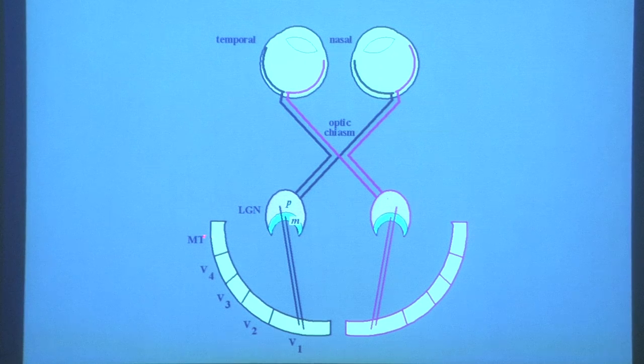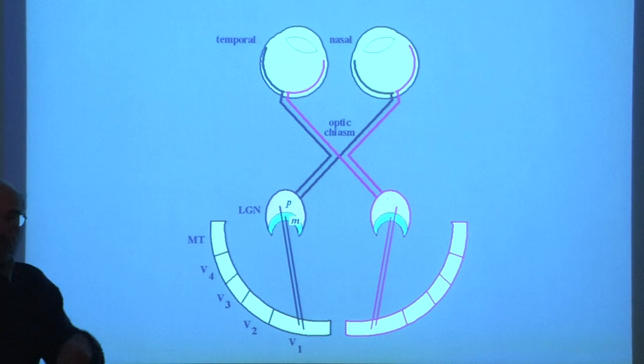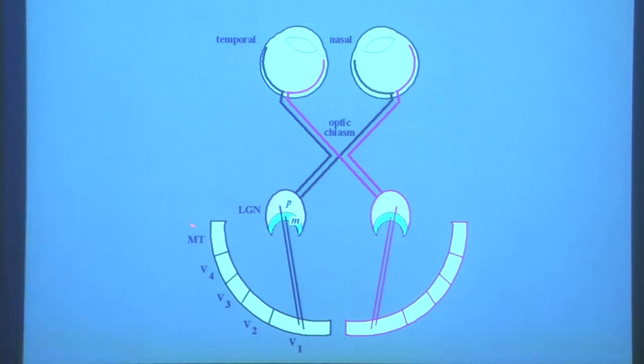And what we have is a whole series of visual areas in the cortex. The most central one, I guess, would be area V1, the so-called primary visual cortex, to which the lateral geniculate projects most profusely. Then we have a whole bunch of other visual areas, as we'll discuss in more detail later on.